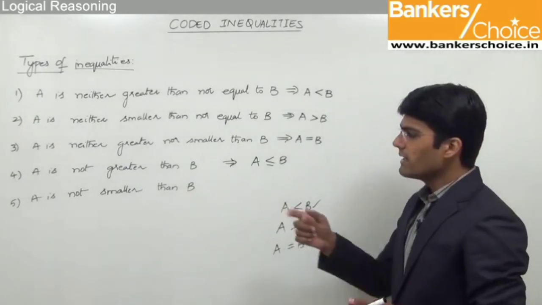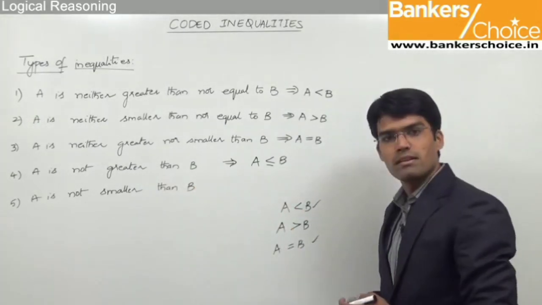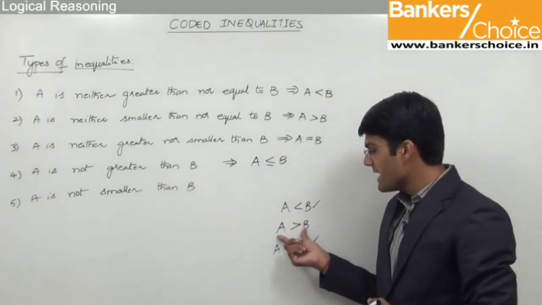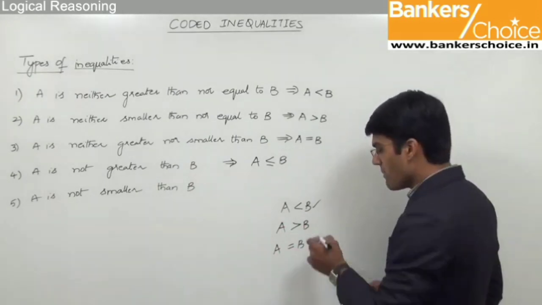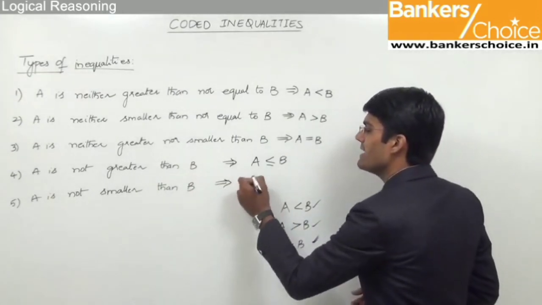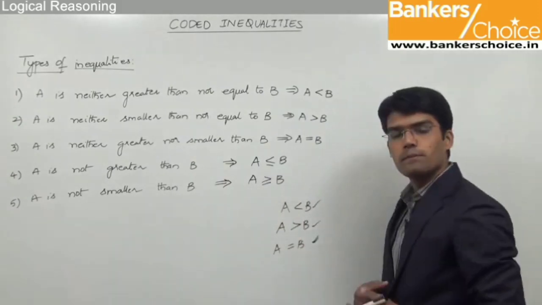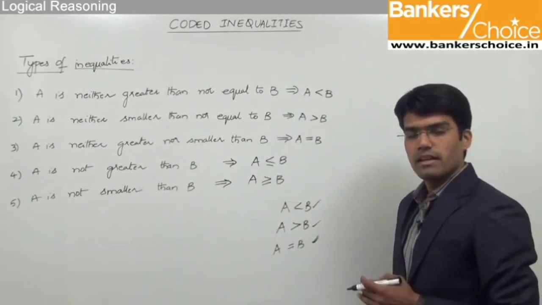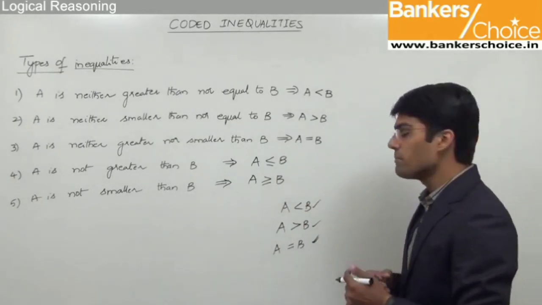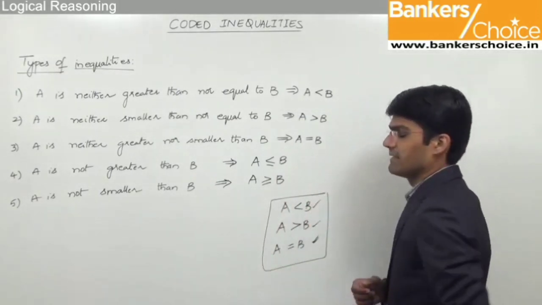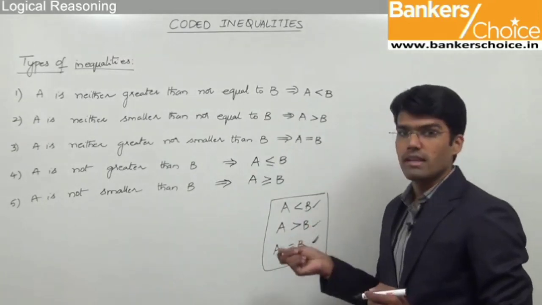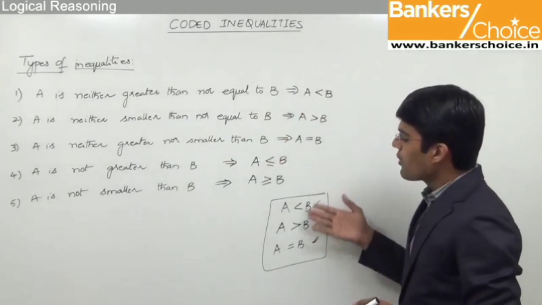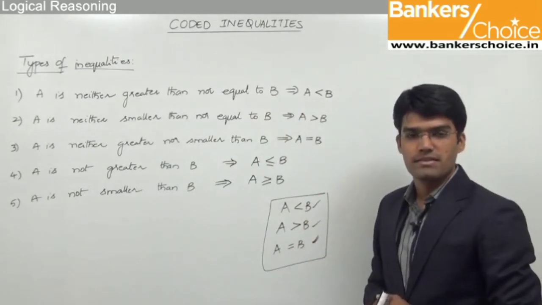Similarly, in the last case, A is not smaller than B. So when A is not smaller than B, we can have two possible conclusions: either A greater than B or A equal to B. By combining these two, we can say that A is greater than or equal to B. So these are the five basic types of inequalities that we have. Remember that whenever we compare two variables, the sample space will be any of three cases: A less than B, A greater than B, or A equal to B. Based on the given conditions, we can have a combination or any one of these three comparisons.